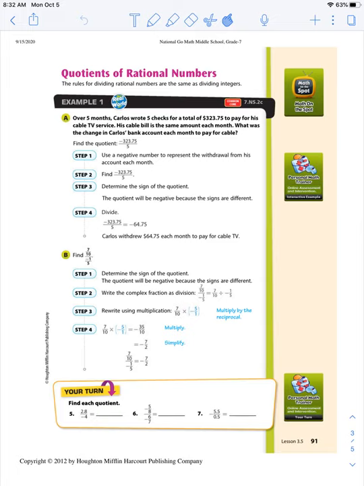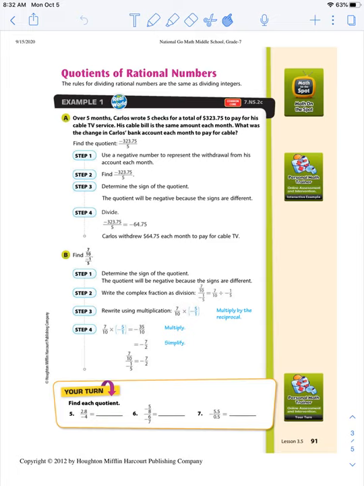Over 5 months, Carlos wrote 5 checks for the total of $323.75 to pay for his cable TV service. His cable bill is the same amount each month. What was the change in Carlos's bank account each month to pay for the cable bill? So this is basically just asking what one bill is. He wrote 5 checks that total $323.75. They were all equal, so we want to know what one check was worth.